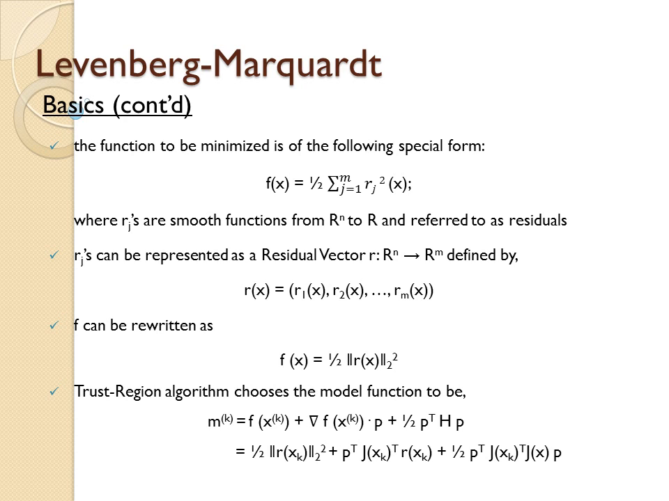Now, the function to be minimized is of the following special form: f(x) equals half of the summation of j equals 1 to m of r_j(x) squared. The r_j's can be represented as a residual vector defined by r(x) equals r_1(x), r_2(x), ..., r_m(x). f can be rewritten as f(x) equals half of the 2-norm of r(x) squared. The trust region algorithm chooses the model function to be m_k(p) equals half of the 2-norm of r(x_k) squared plus p transpose J(x_k) transpose r(x_k) plus half of p transpose J(x_k) transpose J(x_k) p.